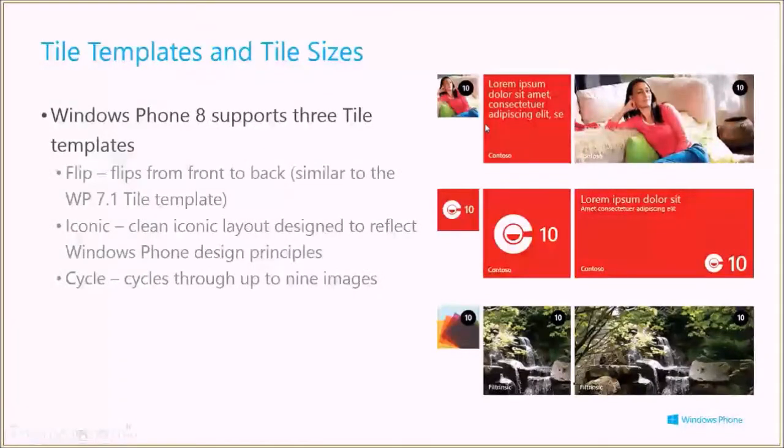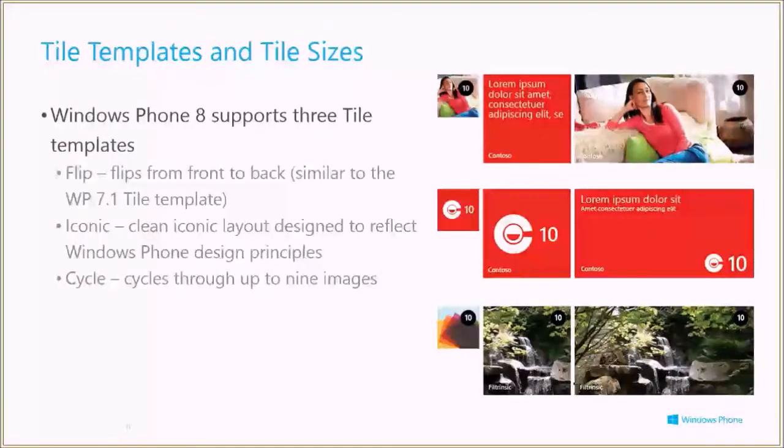This is the first one. This is the flip tile. It contains a count. It contains a background text. It contains a picture. It contains a title. What about the iconic? Iconic is the tile template that abides to the Windows Phone design principles.